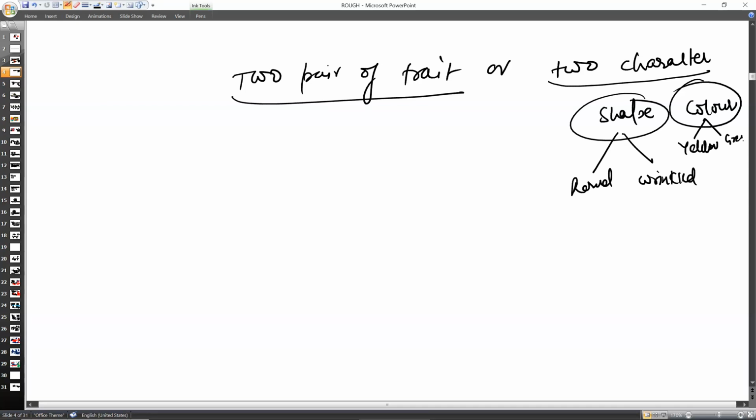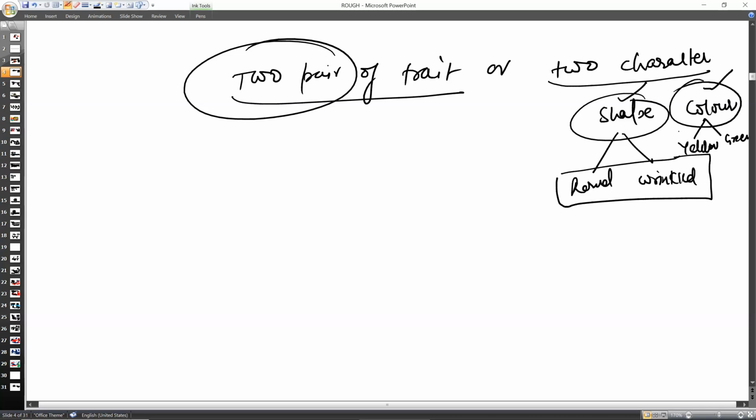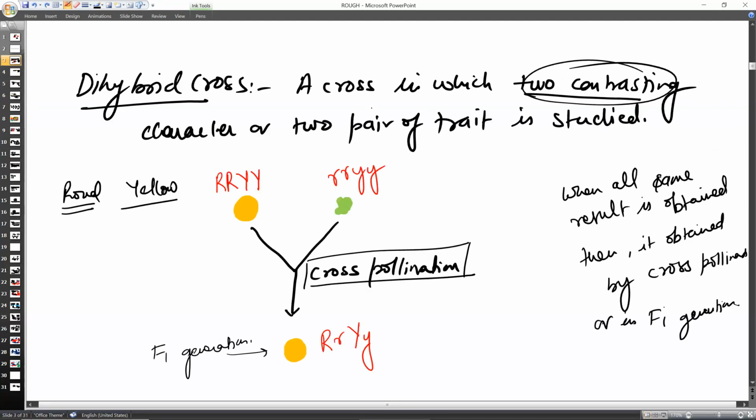So what is a dihybrid cross? The cross in which two characters, one shape and one color, or two pairs of traits, are studied. One pair of traits is round and wrinkled. Another pair of traits is yellow and green. So please note down the definition, everybody.